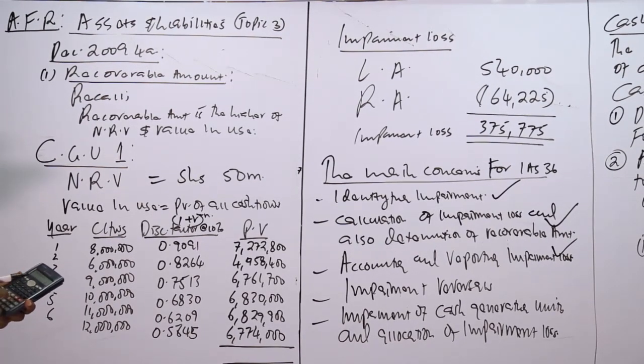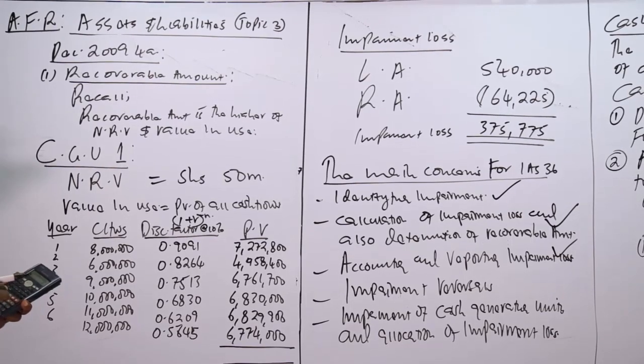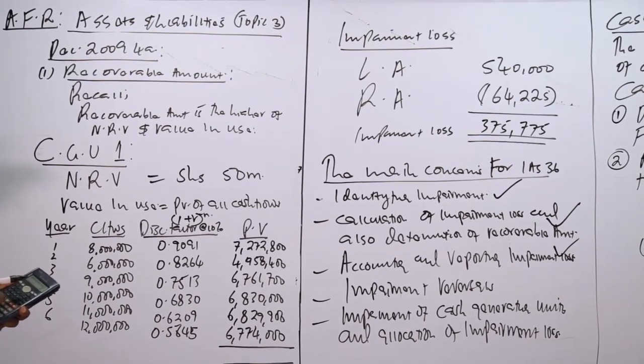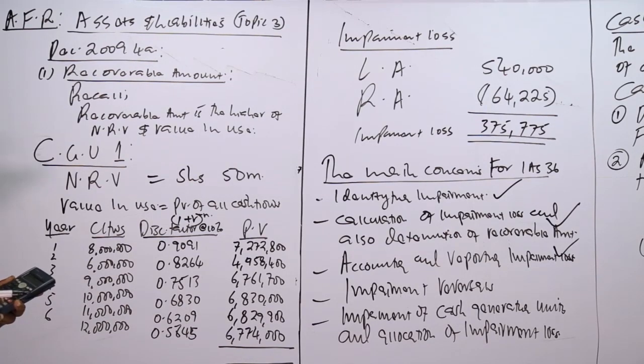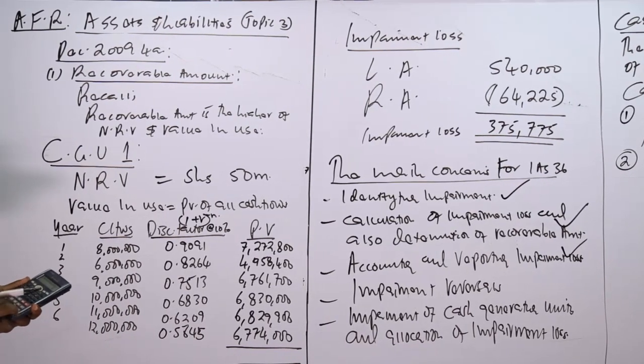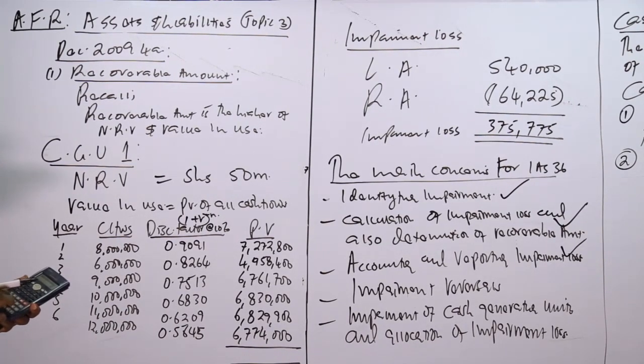If you add all of them, we have 7,272,800 plus 4,958,400 plus 6,761,700, then plus 6,830,000, then 6,829,900 plus 6,774,000.